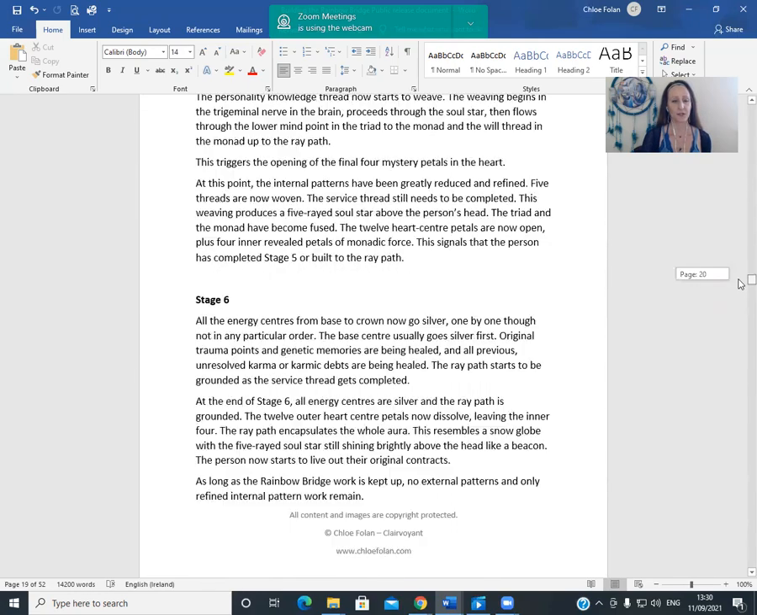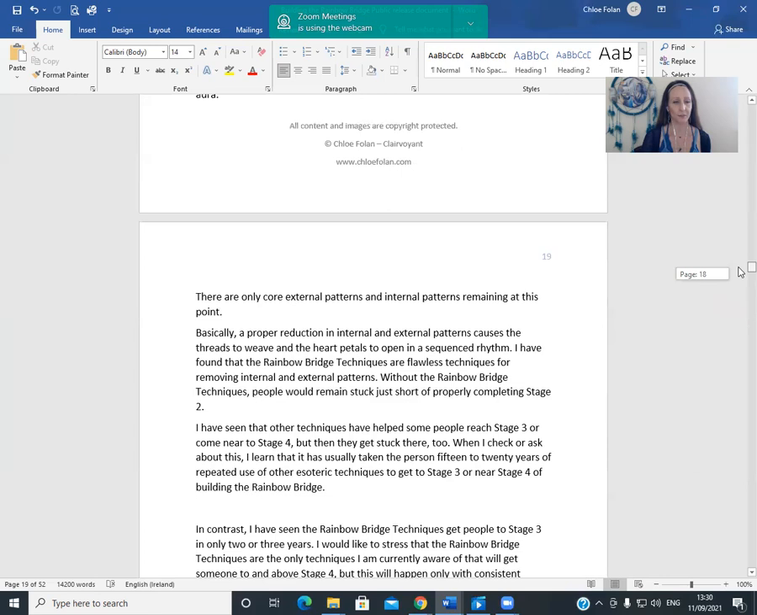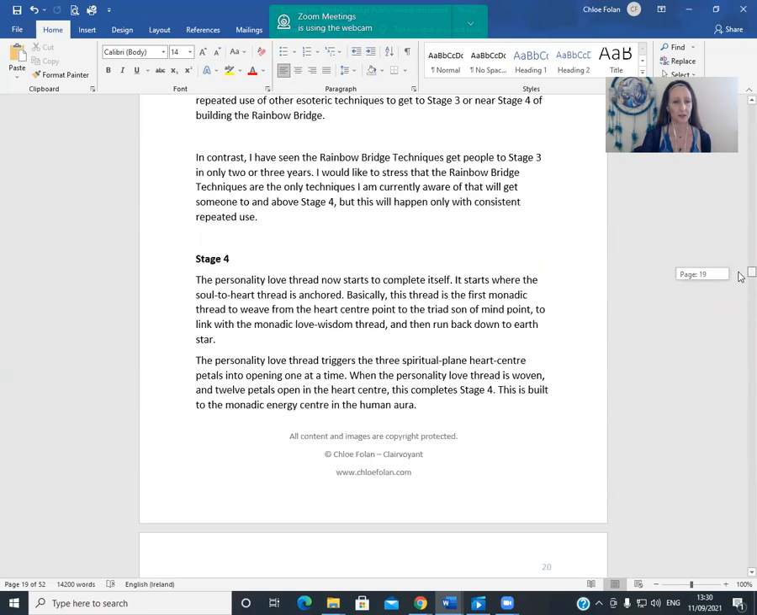I just want to see as well if there's any other information that I would like to share about stage 3 and stage 4. I don't believe there is at this time, so I'll just stop my screen share.